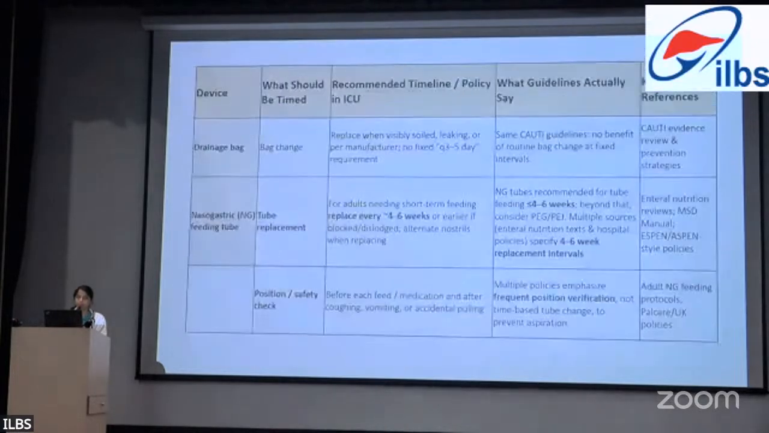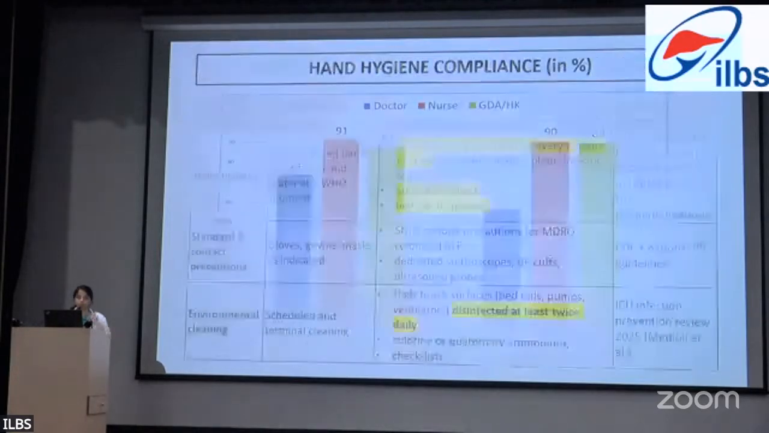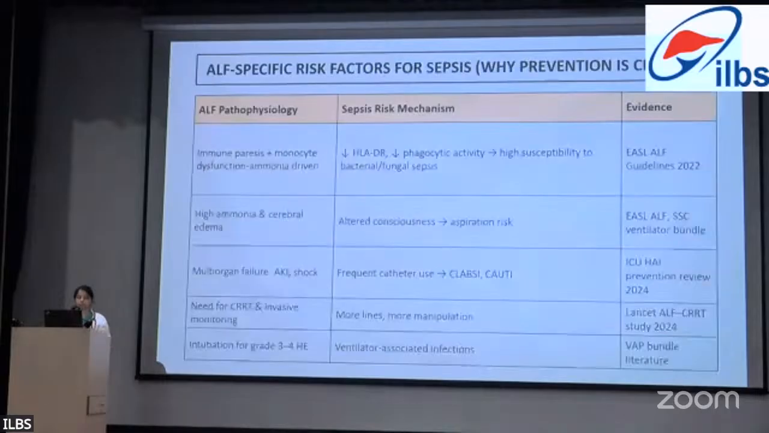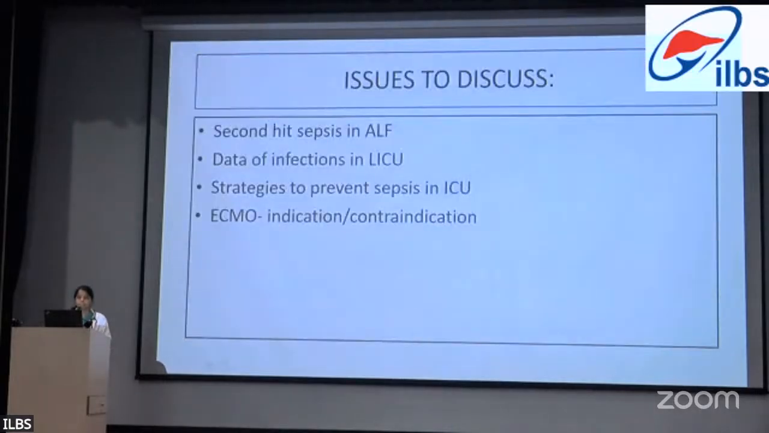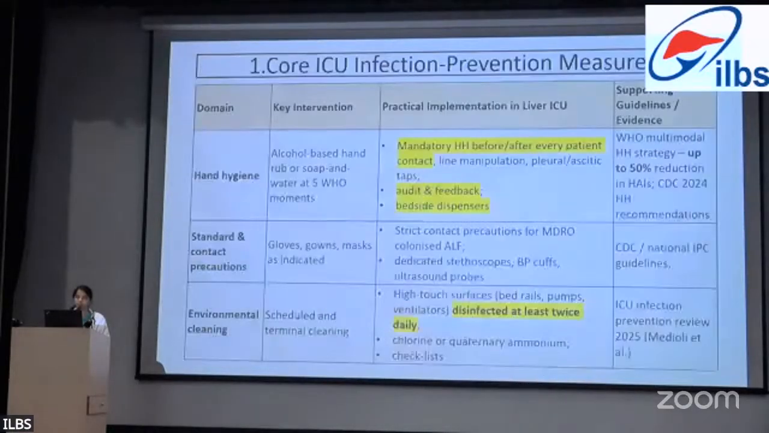So you have 4 points. Go back to that slide where you have 4 issues to be discussed. Yes, sir. So one is the second hit, second is data, third is strategies, and ECMO. What do you think? Was the patient justified for ECMO, and should we have had ECMO here?